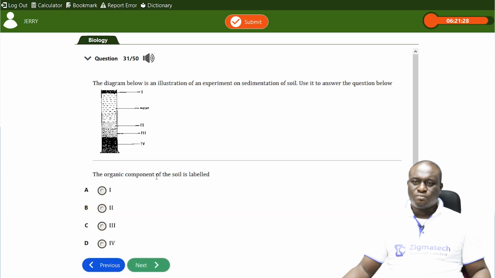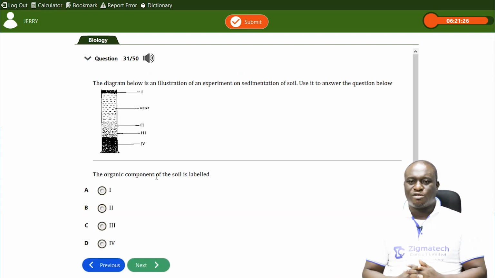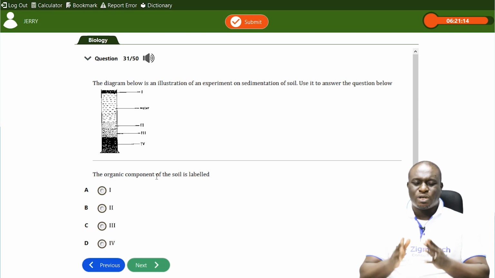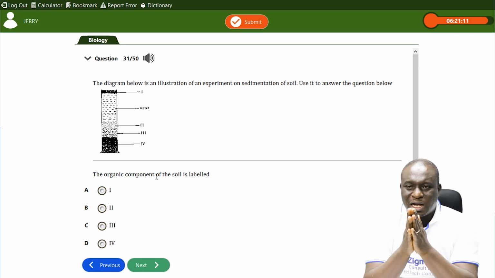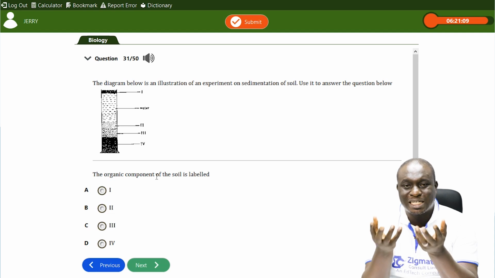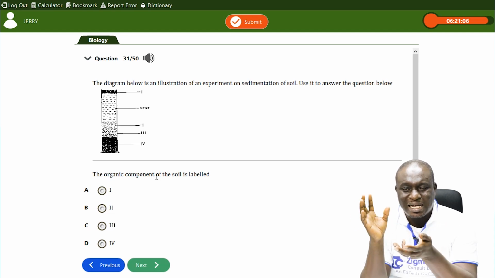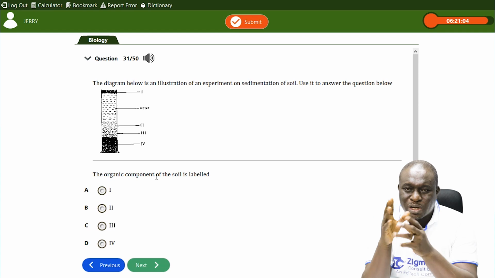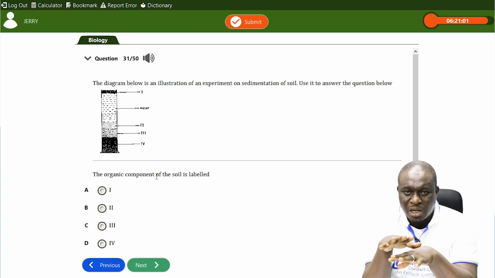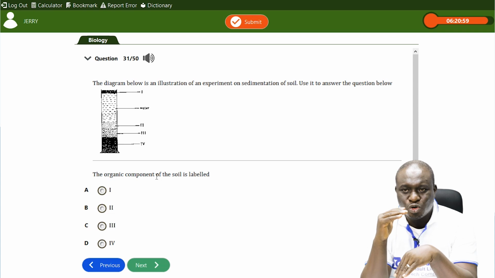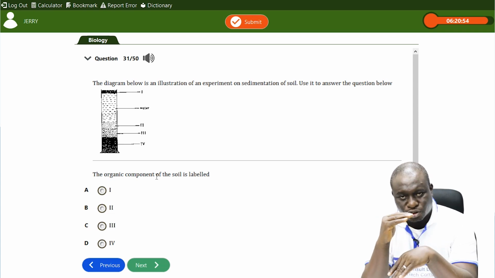Next question. Now, look at this diagram here. The diagram below is an illustration of an experiment on sedimentation of soil. Use it to answer the questions below. Looking at that setup, we have sedimentation of soil. That means you get a particular soil and then you add water to it and allow it to sediment or to settle. Once that water settles, you are going to see various portions or layers of the soil.